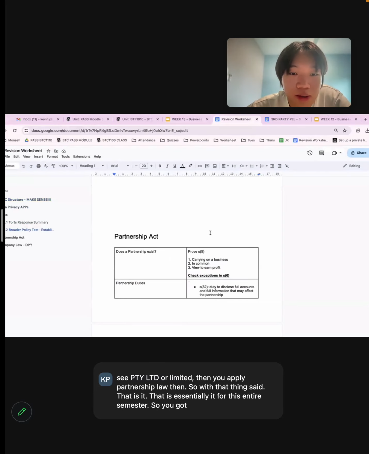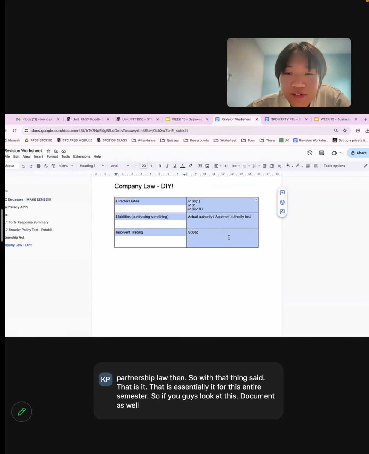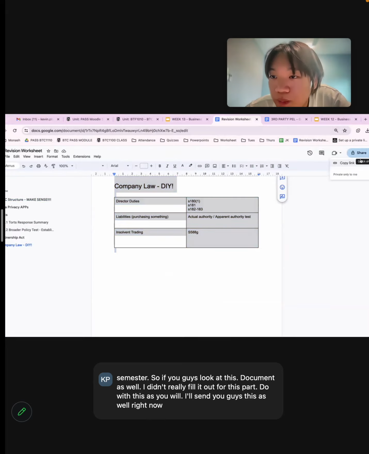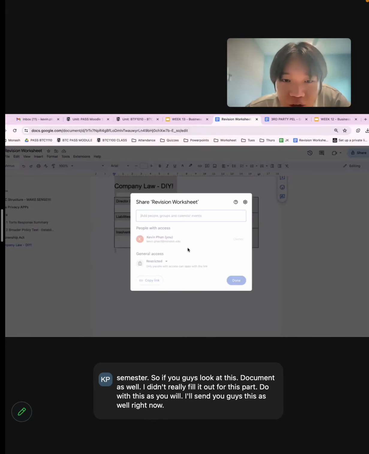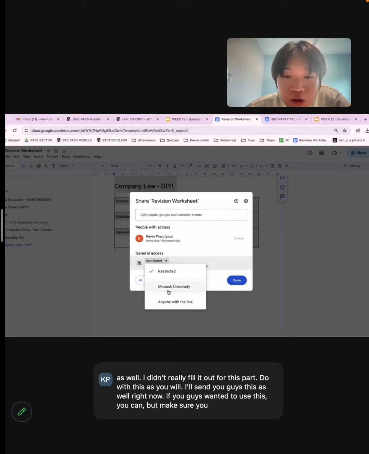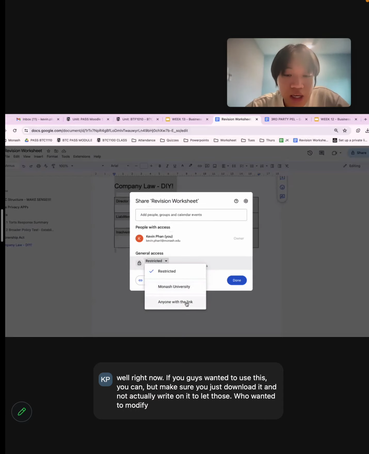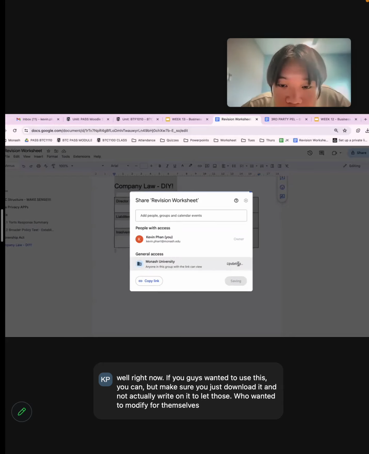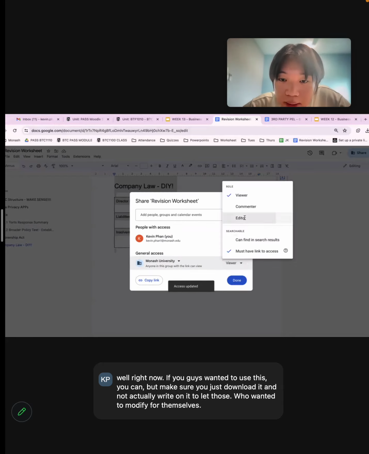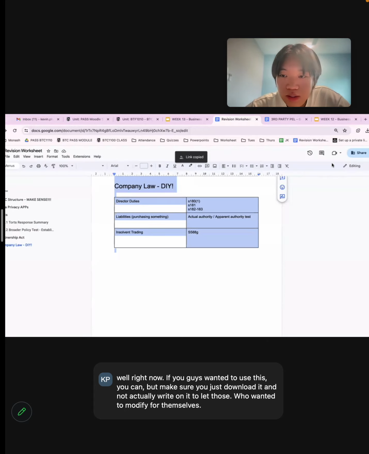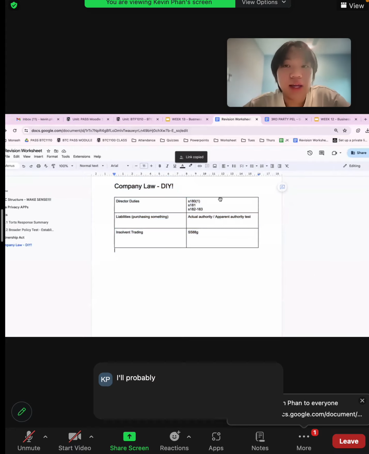If you look at this document as well, I didn't really fill it out for this part. Do with this as you will. I'll send you guys this right now. If you want to use this, you can, but make sure you download it and don't actually write on it, to let those who want to modify it for themselves. I'll pop that one in the chat there as well.